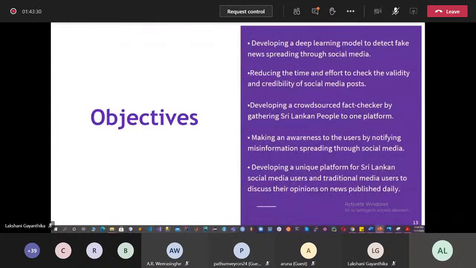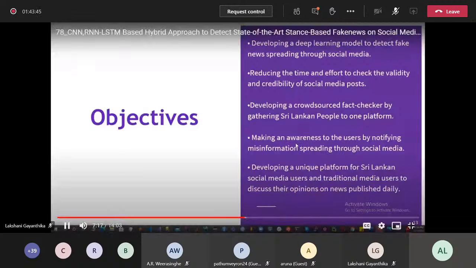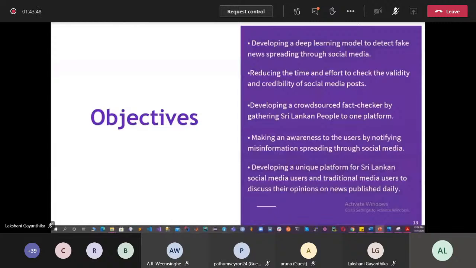And these are the main objectives of my research. It starts with developing a deep learning model to detect fake news spreading through social media, and it helps to reduce the time and effort to check the validity and credibility of social media posts. It also helps to make users aware by notifying them of misinformation spreading through social media. Finally, my target is to develop a unique platform for Sri Lankan social media users and traditional media users to discuss their opinions on those social media posts and news published daily, and also to develop a crowdsourced fact checker to bring the Sri Lankan people onto one platform.